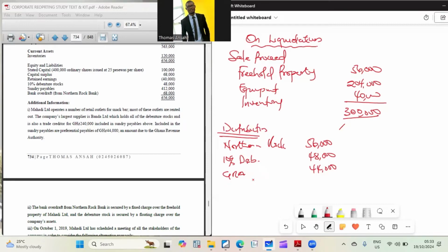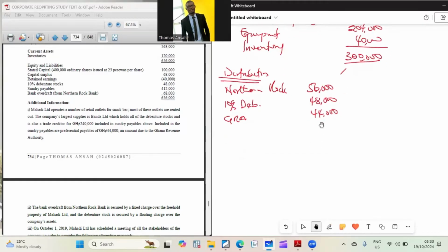So which ones are we left with? Even the bank overdraft, the one you took out. If the money is sufficient to pay, then we have to pay. Yeah, we have to pay. You see, this one, they set a floating.